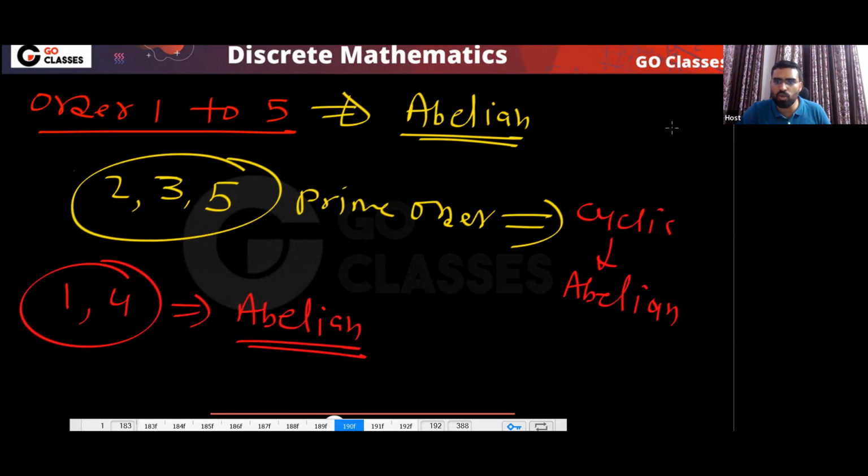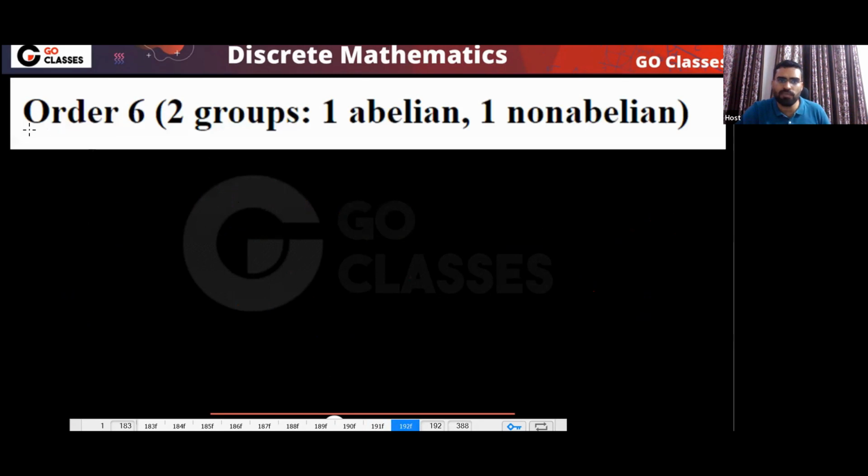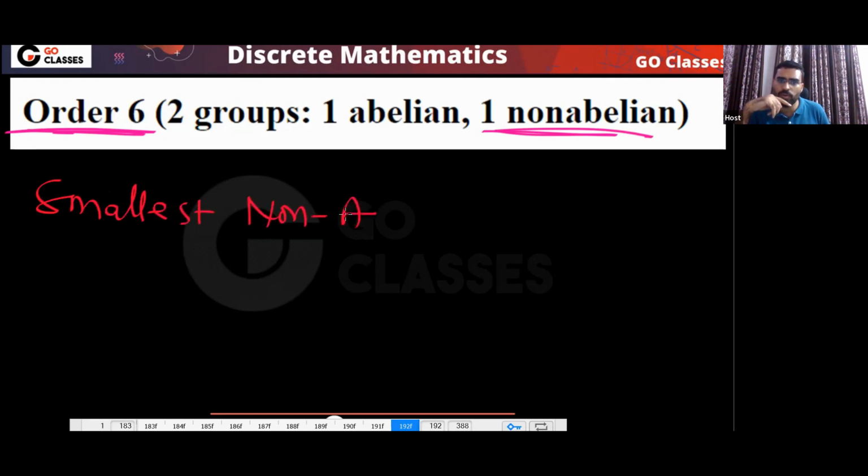So what is the smallest non-abelian group? That will happen on order 6. On order 6, the non-abelian groups will start here. So for order 6, I can say this will give you the smallest non-abelian group. If I ask you the smallest non-abelian group, that will have order 6.